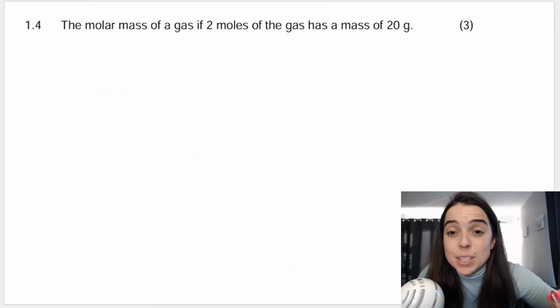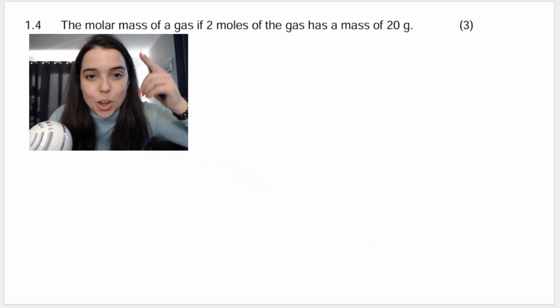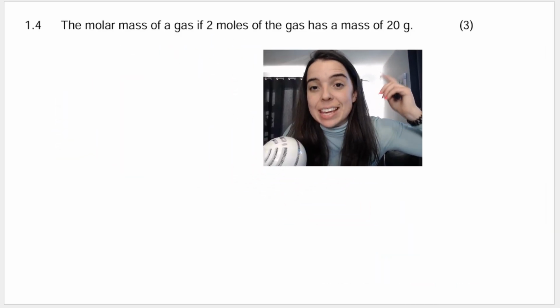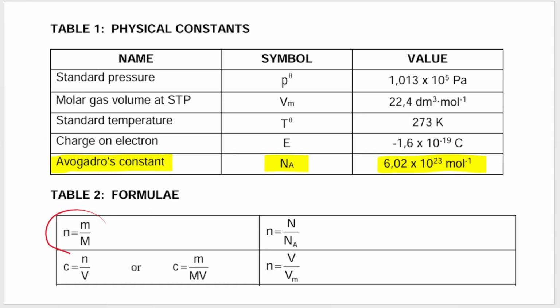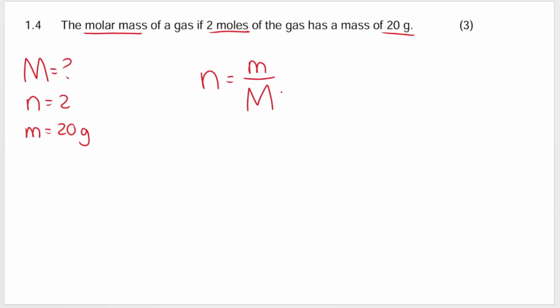My next question wants me to calculate the molar mass of a gas and they give me moles, and they give me mass in grams. So again, what do you have and what do you want? We want molar mass, so we want big M. They give me 2 moles, that is n is 2 moles, and they give me mass of 20 grams. That's little m is 20 grams. So I hope that this is nice and straightforward for you. What we're going to use is this formula, because we're looking for big M. We have little m and we have n. So in the place of n, I put 2. In the place of little m, I put 20.